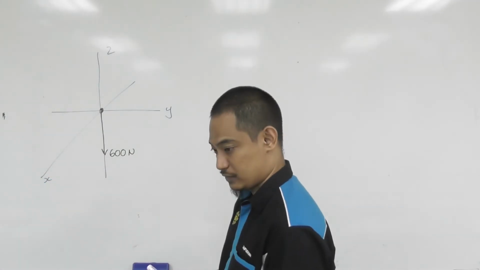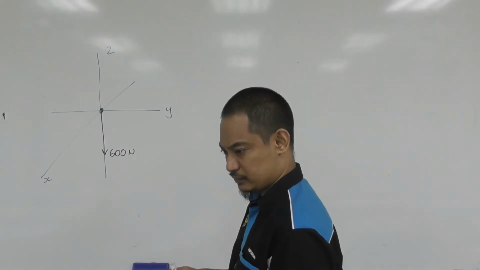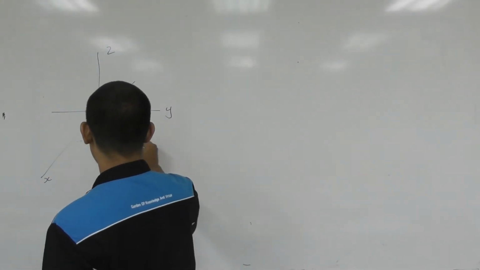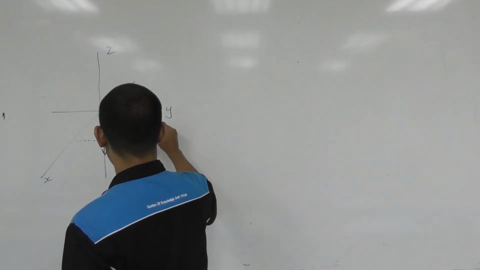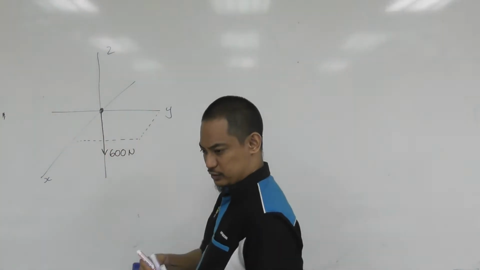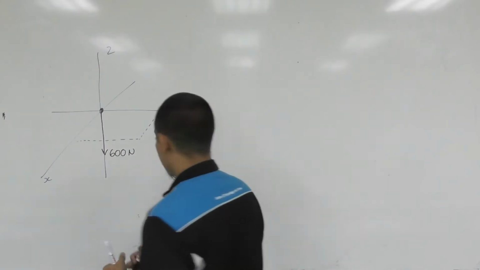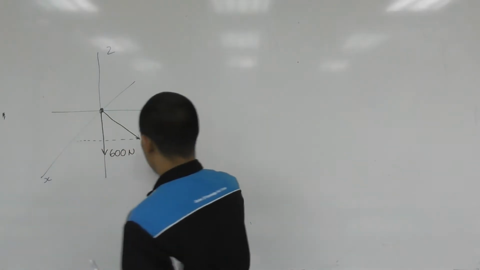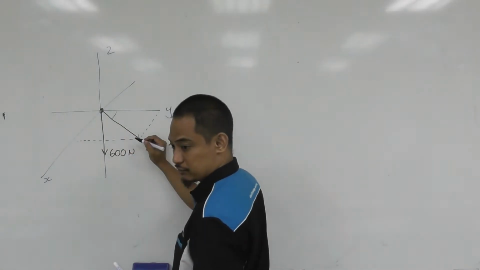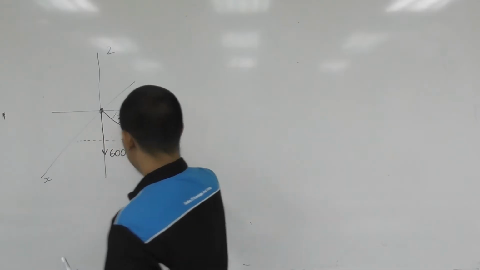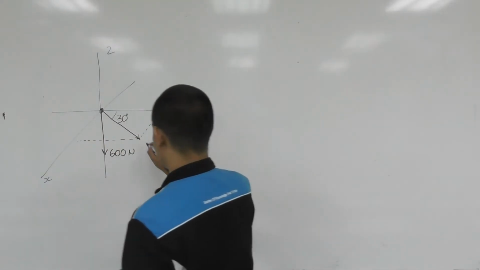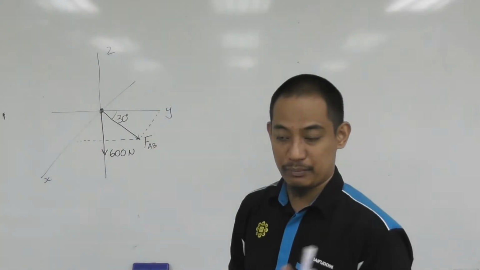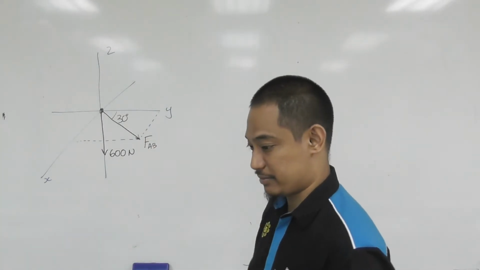We have FAB, right, where the angle is given. It's on the XY plane, with the angle of 30 degrees. So this is FEB, let's call it FEB. Again, in your free body diagram, you have to label it properly, right? So let's label this FEB.